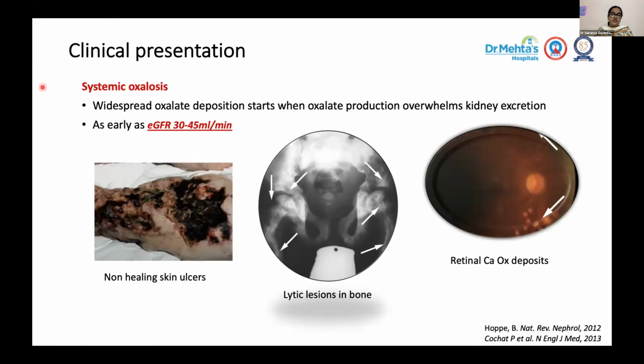So these are some pictures showing the extensive systemic oxalosis and their devastating complications. This shows non-healing skin ulcers, almost necrotic areas that you see in the thigh of this patient. And this picture shows some lytic lesions in the bone. There is so much bone damage and osteopathy that there can be lytic lesions and poor bone structure, resulting in fractures and bone pain. Retinal calcium oxalate deposits, rarely affecting vision, can also happen in systemic oxalosis, and it's a very good screening tool to identify systemic oxalate deposits in these patients.